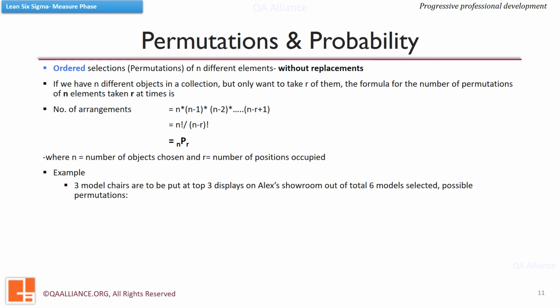For example, 3 model chairs are to be put atop 3 displays in Alex's showroom out of total 6 models selected. Possible permutations would be solved like this. One way can be 6 into 5 into 4, which equals 120. Alternatively, using the equation, 6P3 equals 6 factorial divided by 3 factorial. This also gives the answer as 120. So there are 120 possible permutations to put top 3 display chairs out of total 6 models.